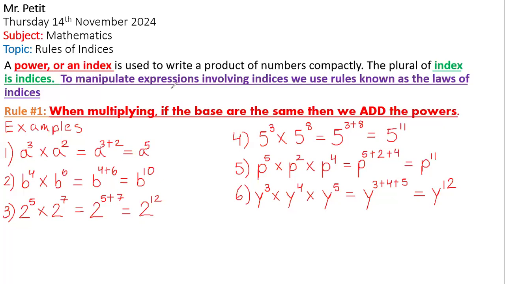What I want y'all to do is take a picture of your work and send it to me via WhatsApp. But if the bases are different, then you can't use this rule. Again, take a picture of your work and send it to me via WhatsApp.